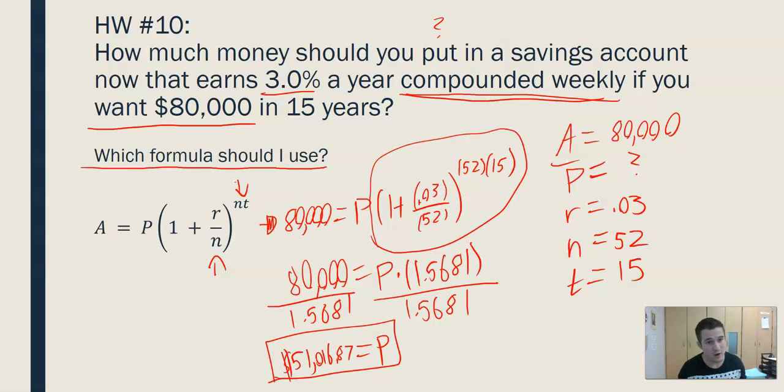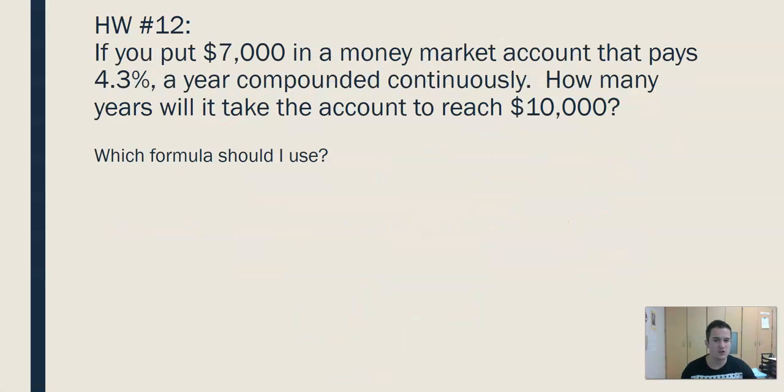So, good to know, if you want $80,000 in 15 years and your savings account gives you 3% a year, you need to put $50 grand in there right now. Okay, I want to do one other type of problem. This is number 12 on your homework if you have that out. If you put $7,000 in a money market account that pays 4.3% interest a year, compounded continuously, how many years will it take the account to reach $10,000?